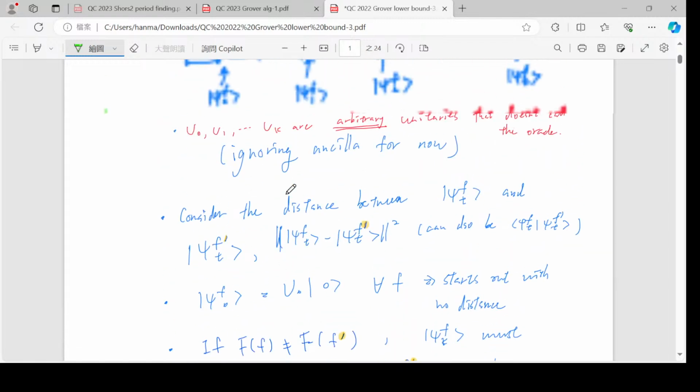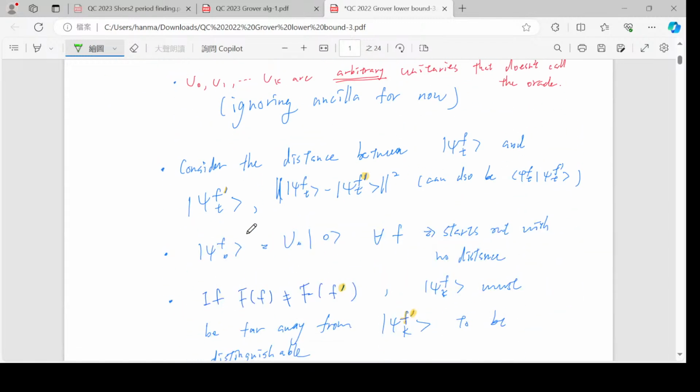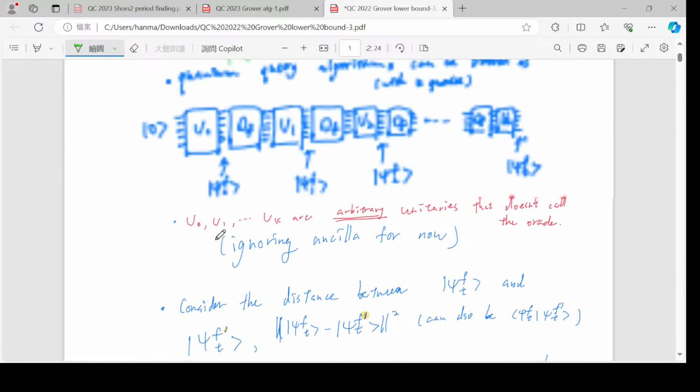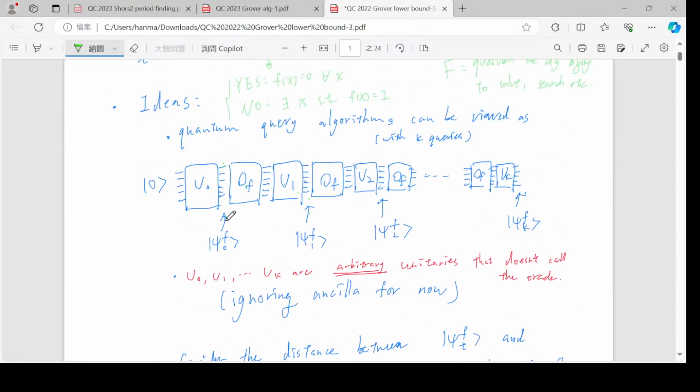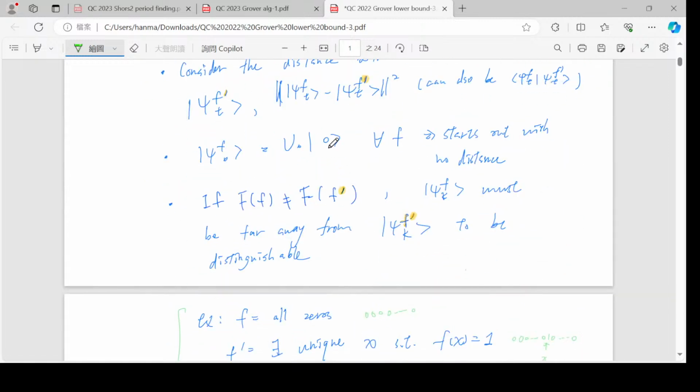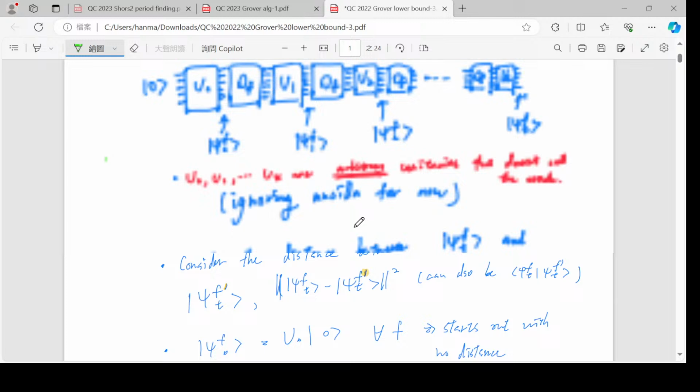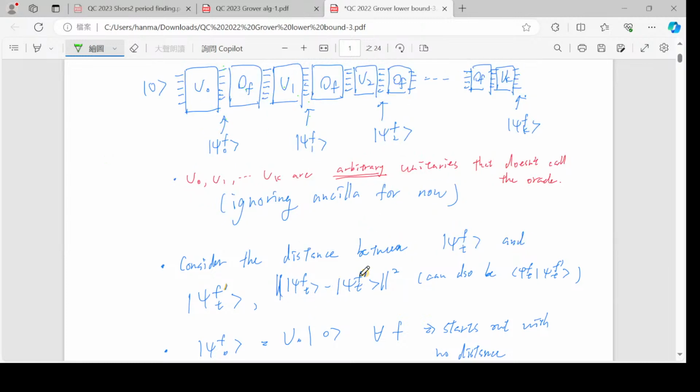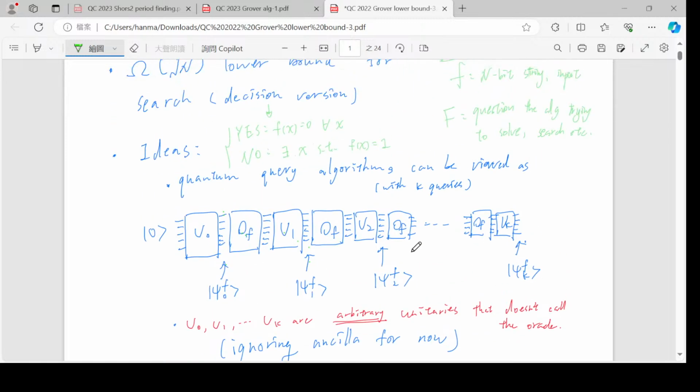Because at the start, before you do any oracle call, all those psi_f^t should be the same, so it doesn't depend on f at all. So psi_f^0 is the same for every f. It's just U_0 applied on 0. And at the end, the psi_f^T must be different from psi_f'^T, because at the end you need to be able to distinguish between the yes case and the no case.